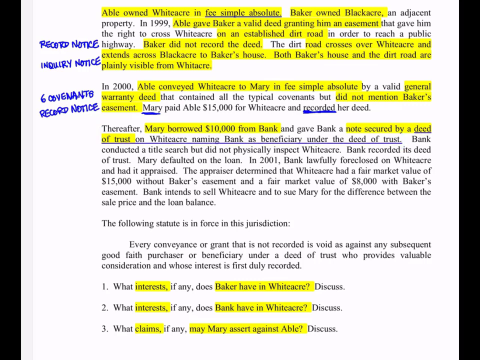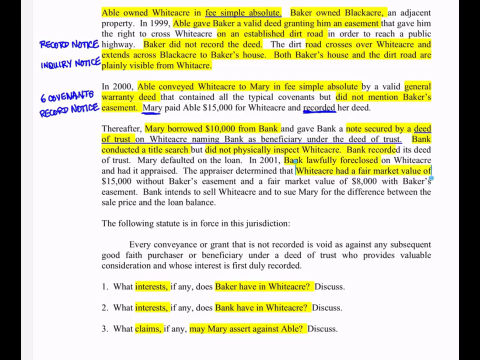The appraiser determined that Whiteacre had a fair market value of $15,000 without Baker's easement and a fair market value of $8,000 with Baker's easement. So that easement decreased the value of the property almost in half, decreased it $7,000. Bank intends to sell Whiteacre, and they can do that in a private sale, so they don't have to get all of their money back, because then they intend to sue Mary for the difference between the sale price and the loan balance.